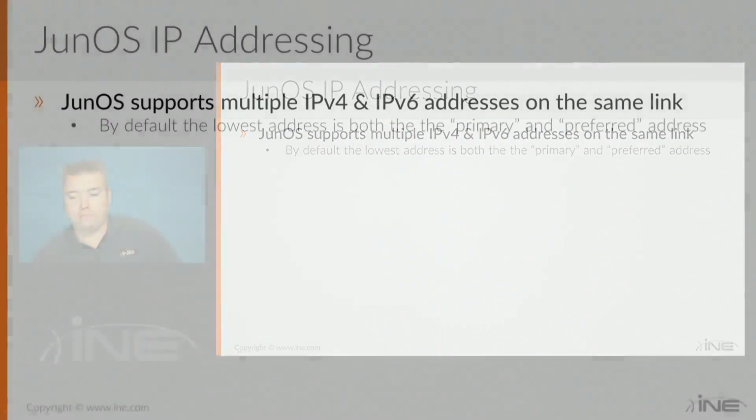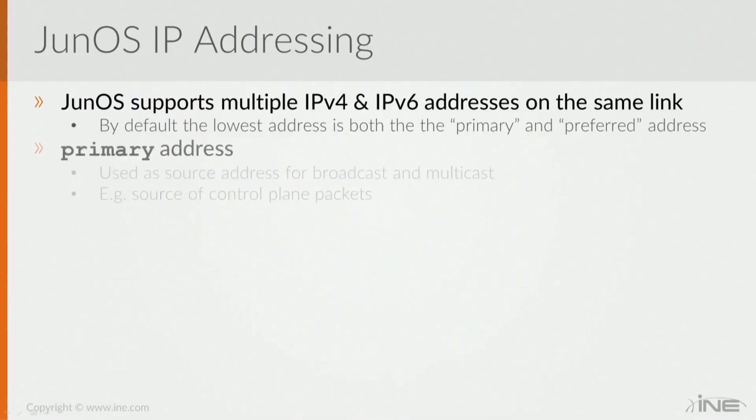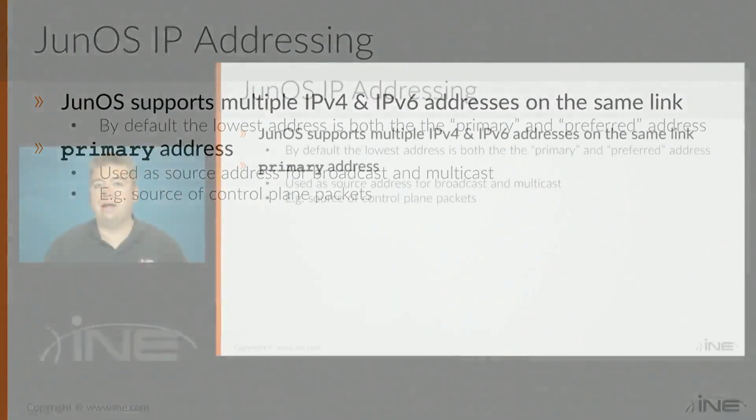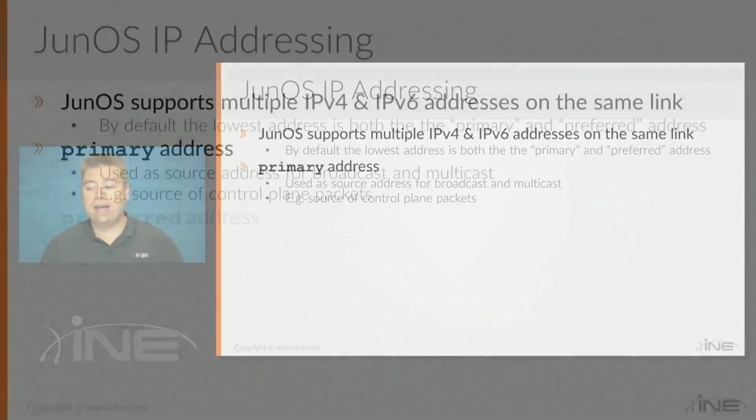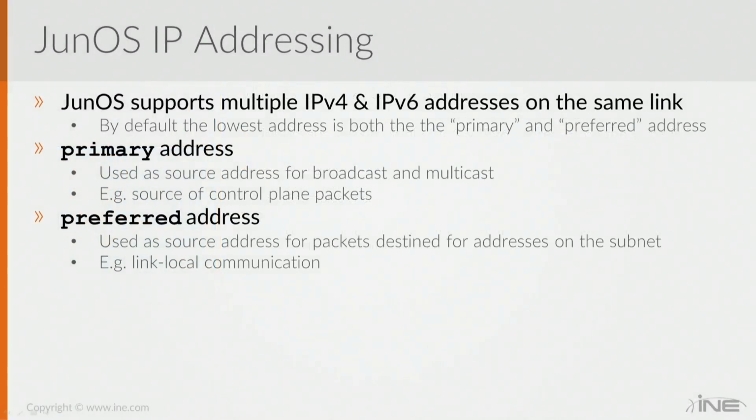So there's two separate attributes of the interface, both primary and preferred, where primary means that this is going to be the source for broadcast and multicast packets, or in other words, this is where the router would source its control plane packets. So if we wanted to establish an OSPF adjacency, then we're going to source the packet from the primary address, because OSPF normally is going to be using multicast for the hellos and for the basic protocol exchange. We also have the preferred address, where the preferred address is the one that is going to be used when we're talking to people that are on that local subnet, or in other words, for link local communication.